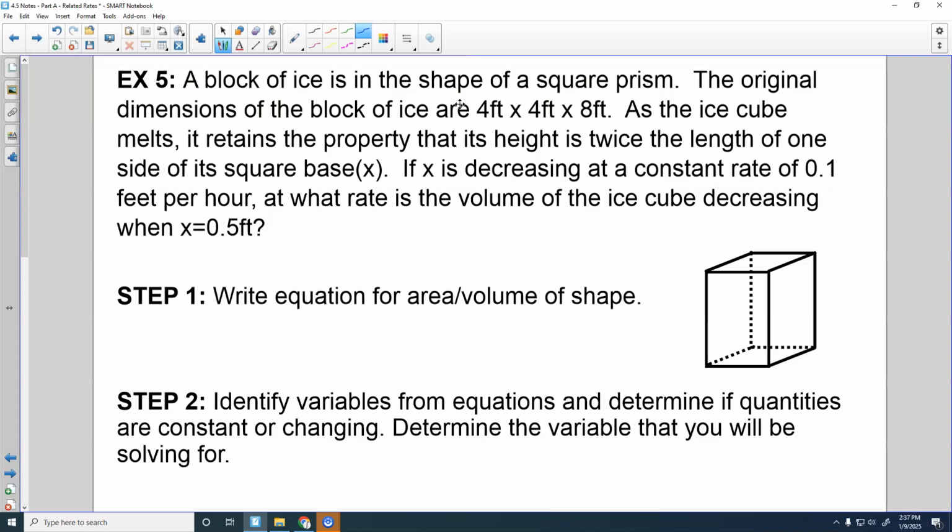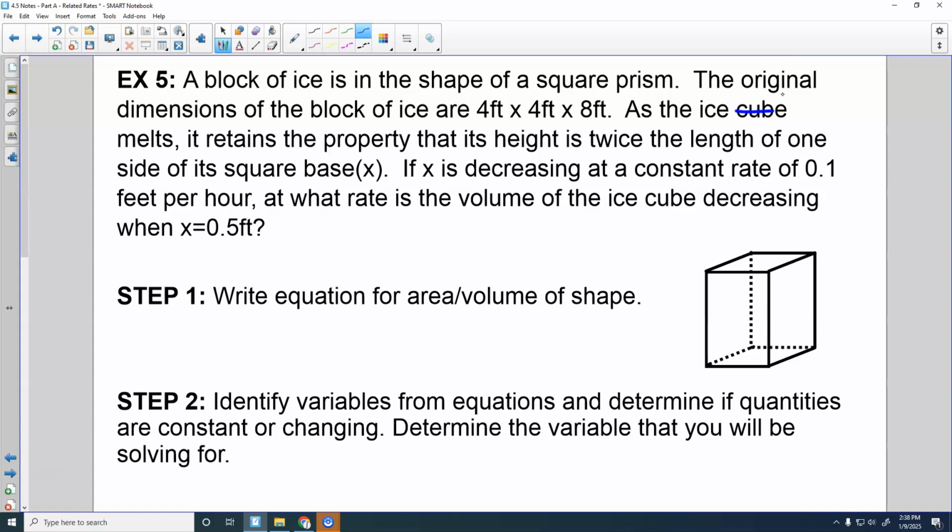All right, so a block of ice is in the shape of a square prism. The original dimensions of the block of ice are 4 by 4 by 8. As the ice cube melts, I really shouldn't have called it a cube. I should have called it a prism. It's not a cube. Let's just say as the ice melts, it retains the property that its height is twice the length of one side of its square base. If x is decreasing at a constant rate of 0.1 feet per hour, at what rate is the volume of the ice cube decreasing when x equals 0.5?